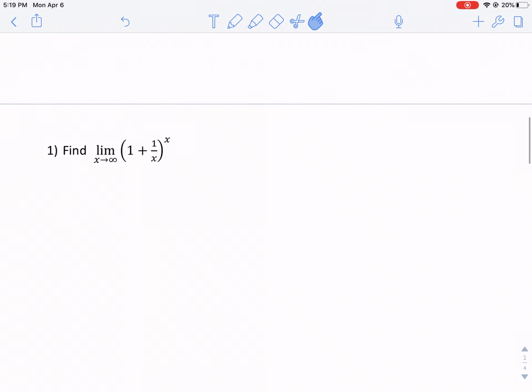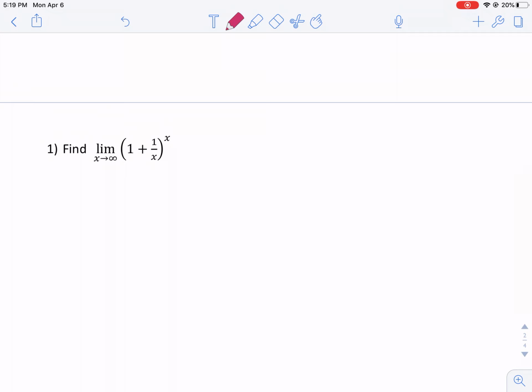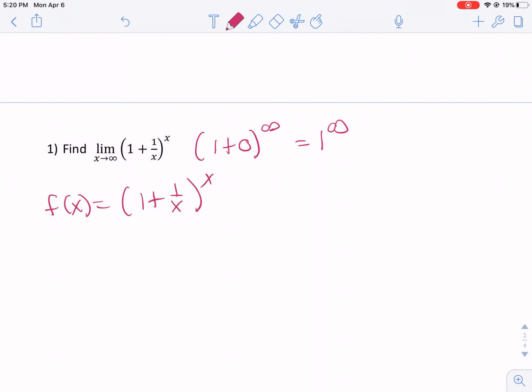Okay, so the first thing I do is I imagine plugging in, quote unquote, infinity. And if I do that, I would get 1 plus 0 raised to the infinity, which is 1 to the infinity, and that is one of our indeterminate forms. So we're going to say, imagine that f of x was equal to this function here. Then I know that the natural log of f of x is x times the natural log of 1 plus 1 over x, because you can bring the exponent down in front. That's a great property of logs.